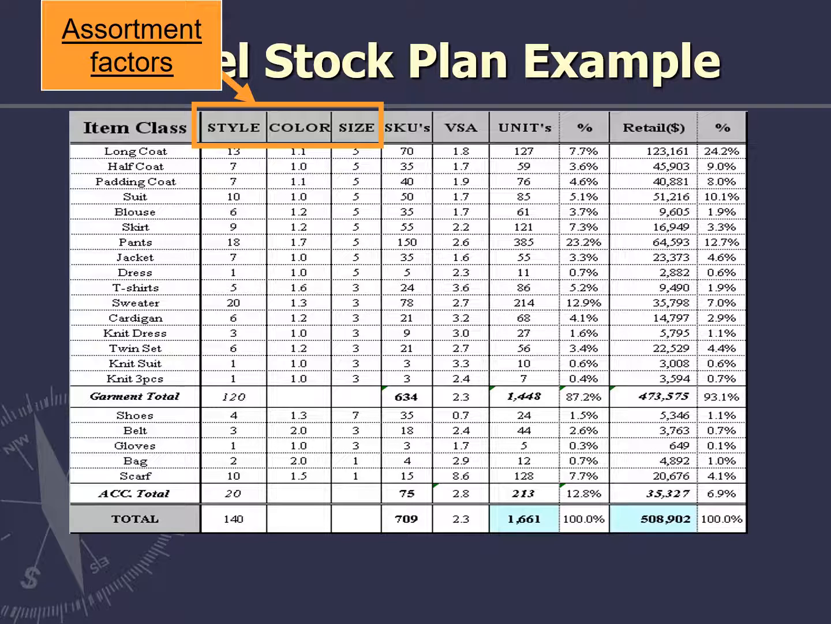So this model stock plan chart shows all the kinds of assortment factors that the store uses, as well as for each assortment factor, how many levels are going to exist, right?